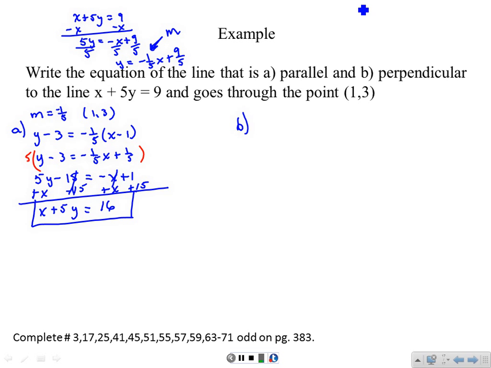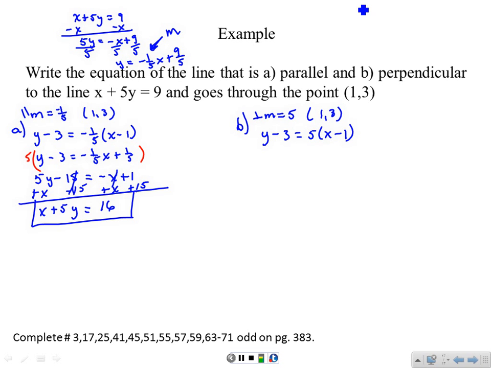Now let's do perpendicular. So parallel slope is the same, so that's negative 1/5. Perpendicular slope is going to be opposite sign, so it's going to be positive, and flip the fraction, which is going to be 5. So the perpendicular slope that I'm going to use is 5, and I have a point of 1, 3. So let's put this in point slope. We have y minus y1 is equal to m, which is 5, times x minus x1, which is 1.